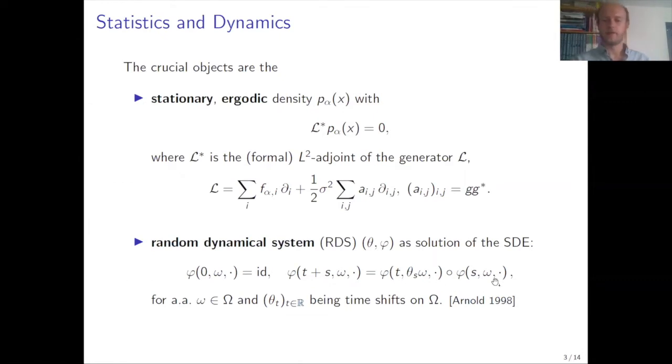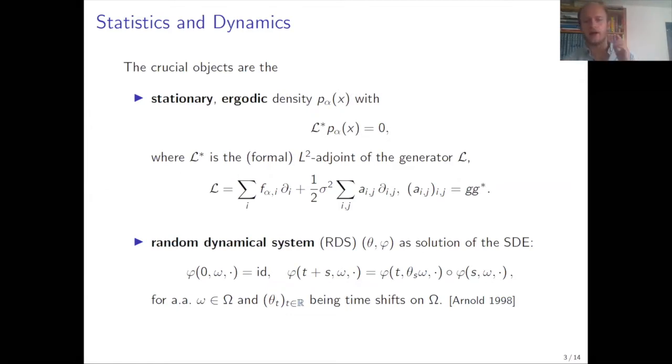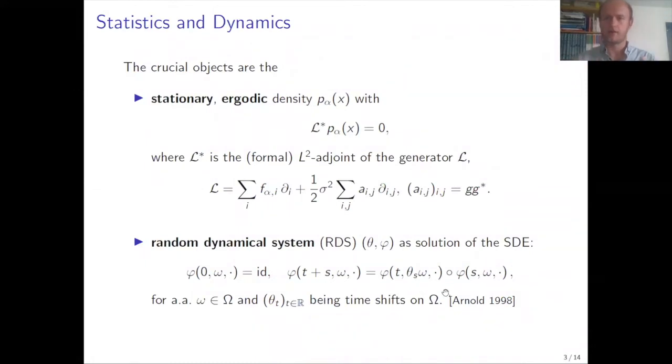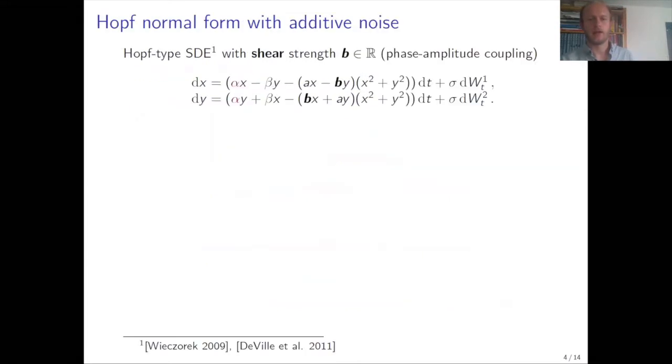So that's why we have this so-called cocycle property for this stochastic flow. And this RDS or cocycle property is what we usually get for well-behaved stochastic differential equations. And then we want to look at it given different initial conditions and the same impact of the noise. So I show you now how this looks for the system we will look at.